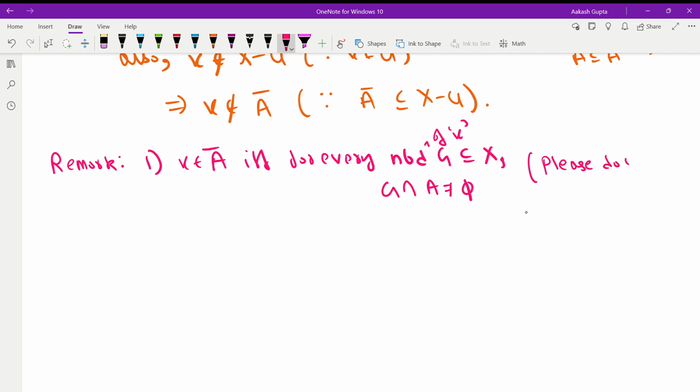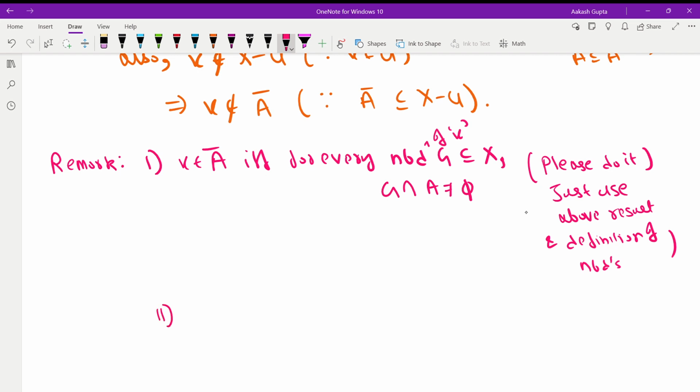So you see, please do it. Just use the above result and the definition of neighborhoods. That's all. That will conclude it, or individually prove it. Apply the definition of neighborhood, prove it like above. So you can do it.